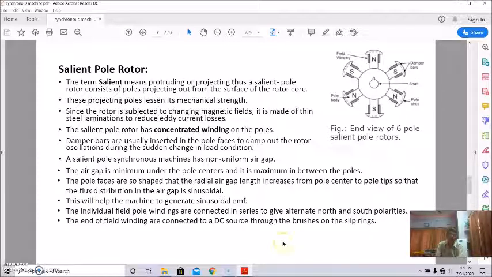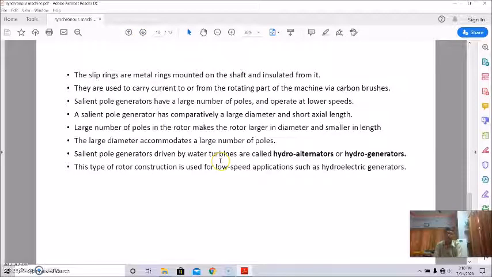The individual field pole windings are connected in series to give alternate north and south polarities, and the ends of the field windings are connected to a DC source through the brushes on the slip rings. So this is a salient pole rotor construction. The slip rings are metal rings mounted on the shaft and insulated from it, and they are used to carry current to or from the rotating part of the machine through high carbon brushes.